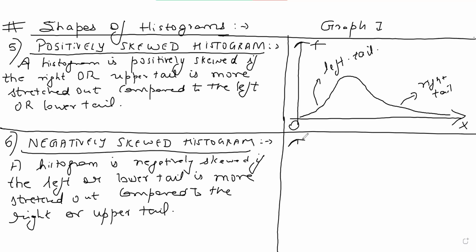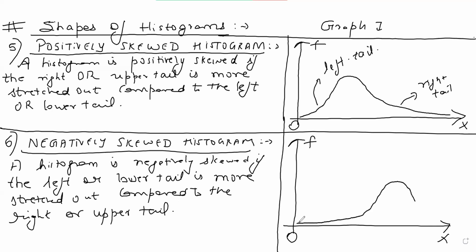A picture makes it even more clear. We have the variable x, we have the frequencies. Now we have a longer tail in the left. It's somewhat like this. You can see this is my left tail, more stretched out. This is my right tail, which is relatively less stretched out.